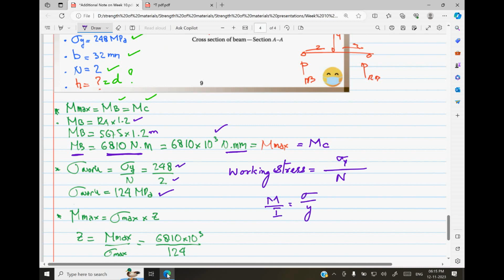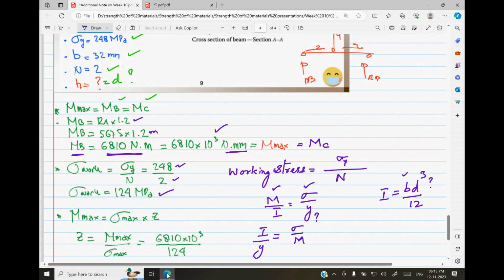So now what are the things we know? M we already know. I we don't know, because I is equal to BD cube by 12. So here we know only this. This is not known, so you cannot find out. Sigma is already there. Y is also not known. So what can I do now? I can say I divided by Y max is equal to sigma divided by M. Correct?